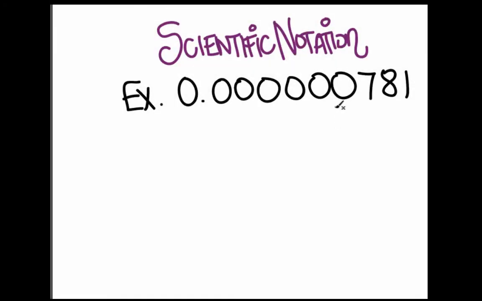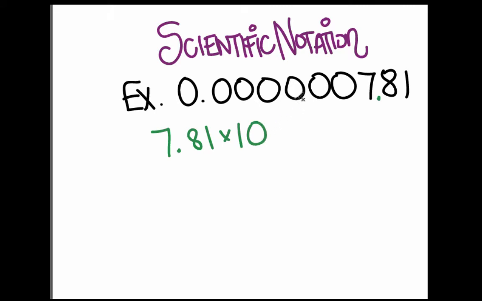Here's another example of converting a value into scientific notation form. In this example, the value is a very small value, so it's a number that's less than 1. The same rules apply. You put a decimal right after the first significant digit. So you'd start off with 7.81 times 10 to the power of something.